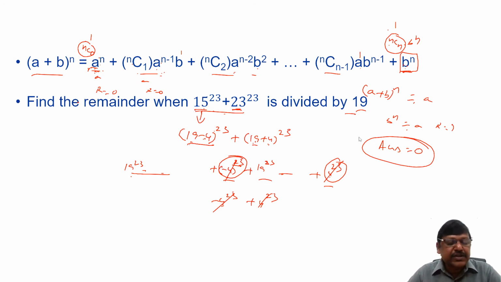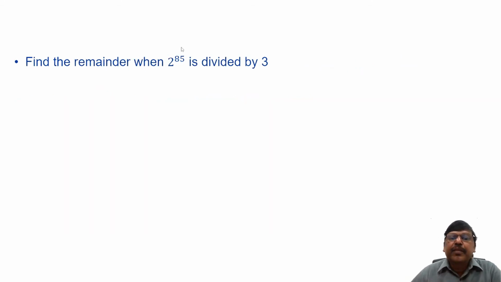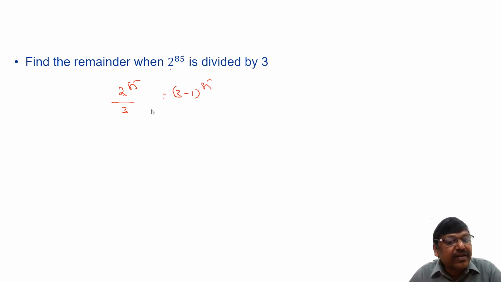Now let's take up a couple more examples. Find the remainder when 2 power 85 is divided by 3. We have discussed this using the pattern method and the remainder theorem method. Now how can we use binomial expansion? Is 2 power 85 not like (3 minus 1) whole power 85? When we expand, how many terms will not have 3? Only the last term is not having 3. What will be the last term? Minus 1 whole power 85, which is minus 1.